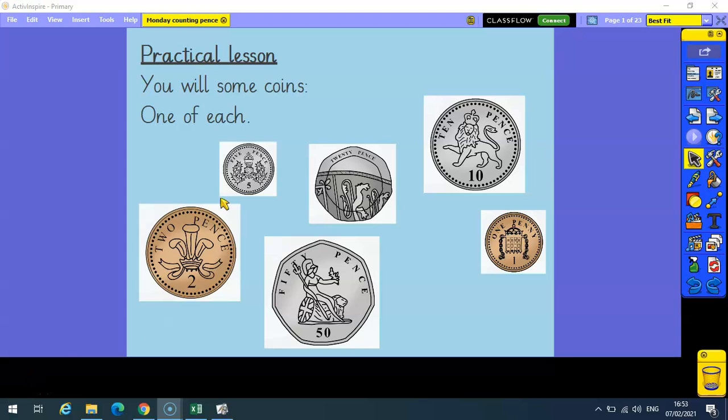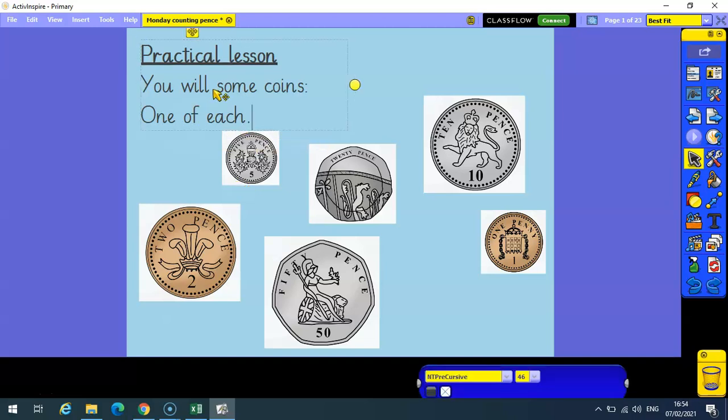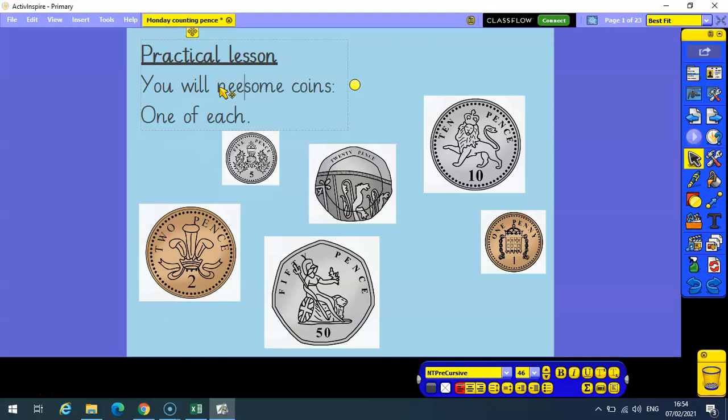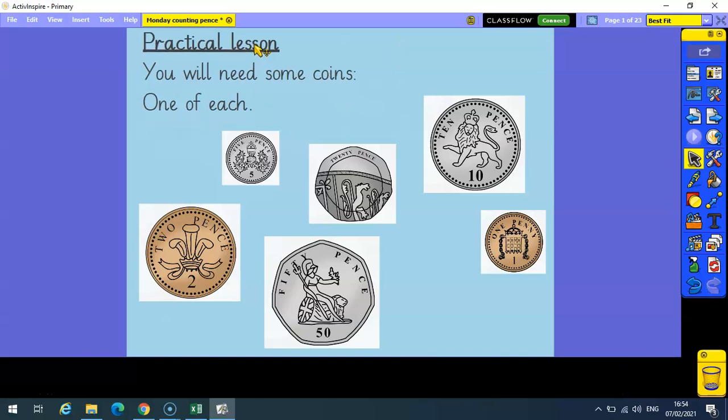So, we're actually starting a new maths unit today. And we're going to be learning all about money this week. Before you start this lesson, you will need some coins. So what I want you to get is one of each of these coins.